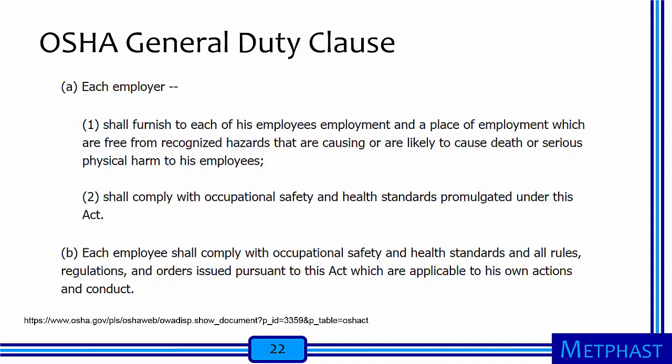OSHA has a general duty clause, which when paraphrased states that each employer shall furnish a job or a workplace that is free from recognized hazards. This is a bit of a gray area, especially for nanotechnology. There are many, many types of substances for which we have no toxicology, or the toxicology is just emerging. When is there enough evidence to invoke the clause?